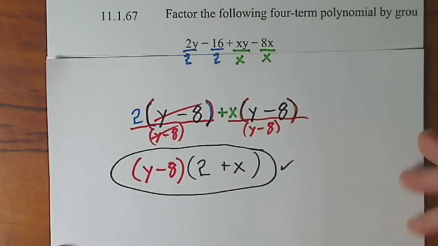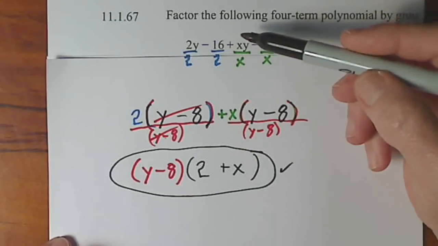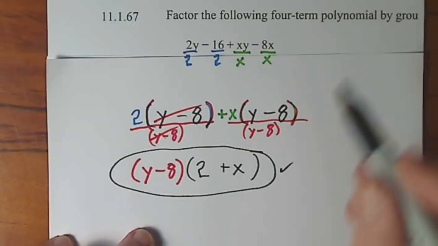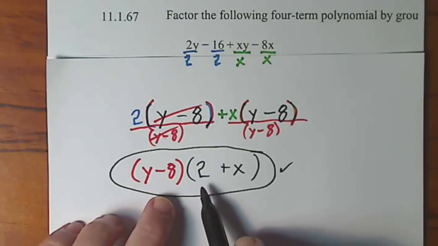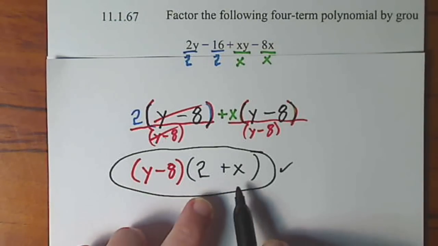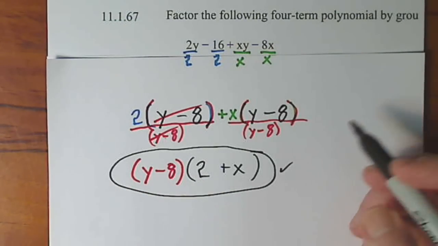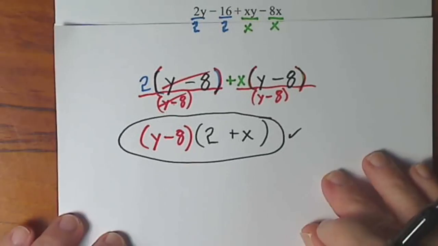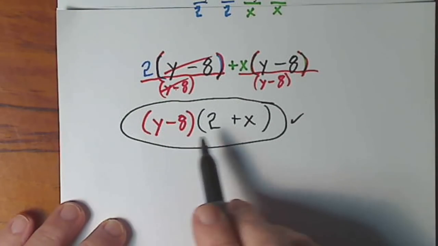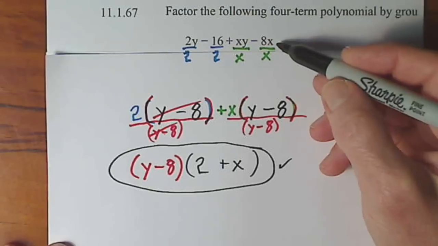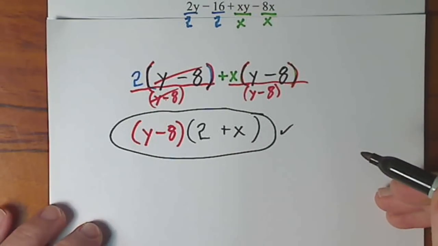So we factored by grouping. Essentially what we did was we took four terms being added or subtracted and rewrote it in such a way that it's a binomial times a binomial. And this is the answer. You can check your answer. If I distribute each term here to each term here, I should be able to get right back where I started. So let's go ahead and check that.